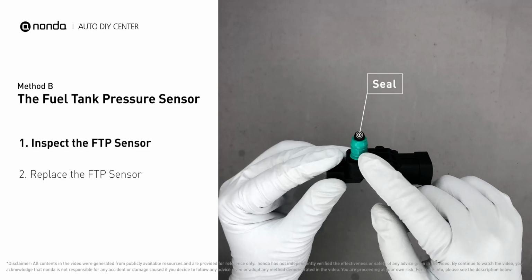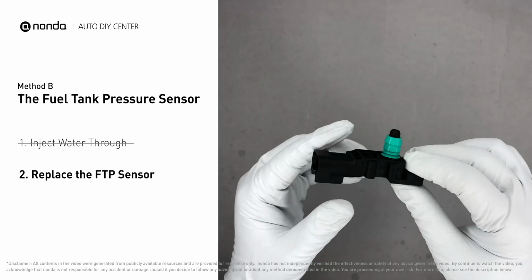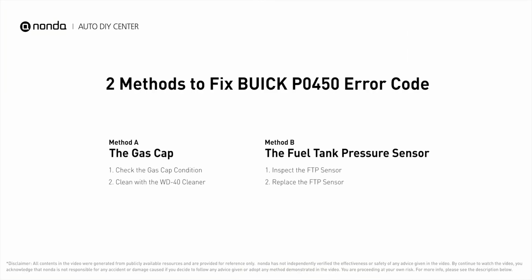Check the seal and the electrical connection for any damages. If damages are found, replace the fuel tank pressure sensor. So here are 2 of the most practical solutions to fix Buick's P0450 error code.